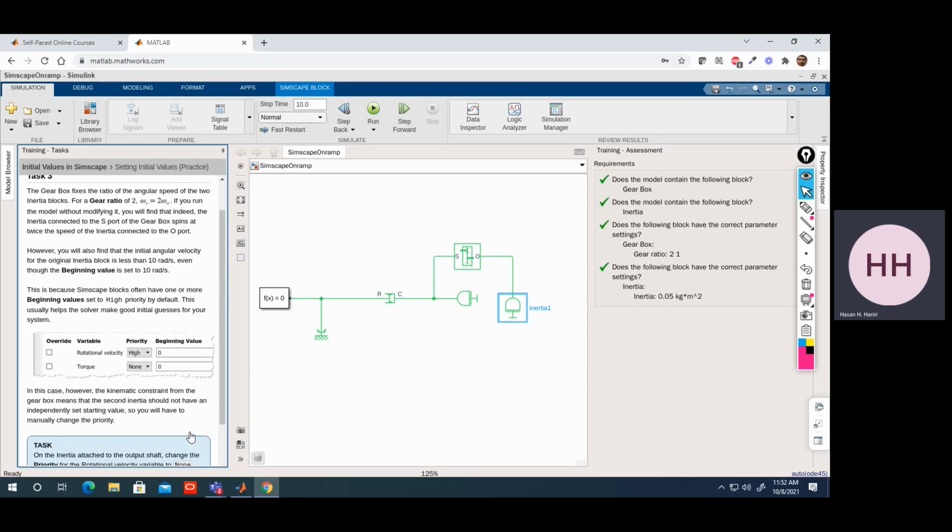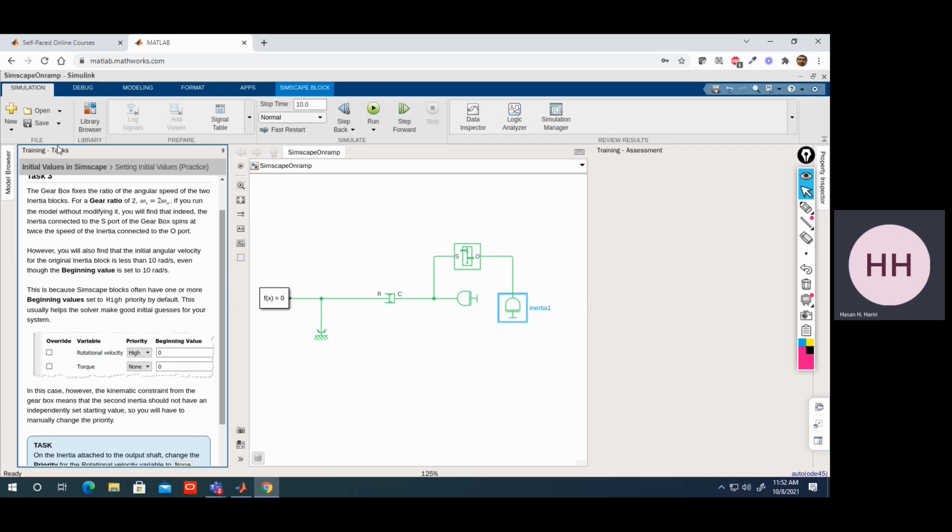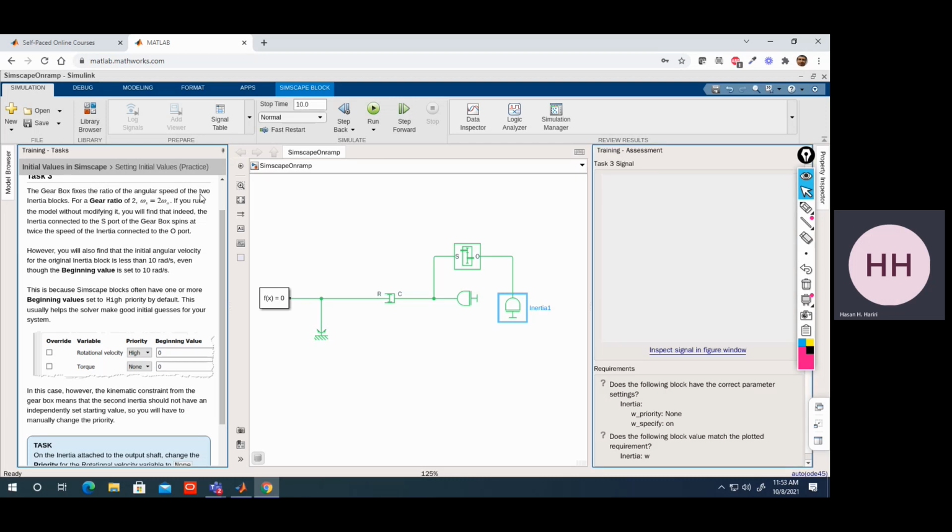What is the next task now? Task 3. The gearbox fixes the ratio of the angular velocity of the two inertia blocks, of course, with a gear ratio of 2. So omega s is 2 times faster than omega o.